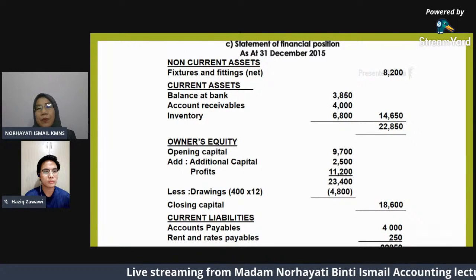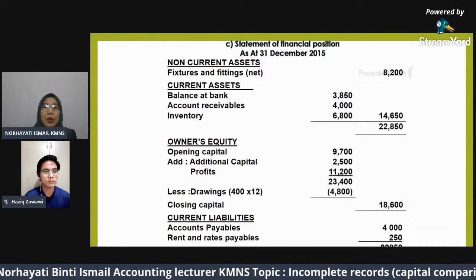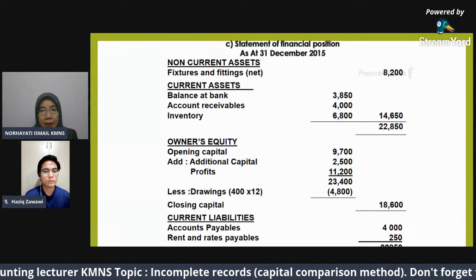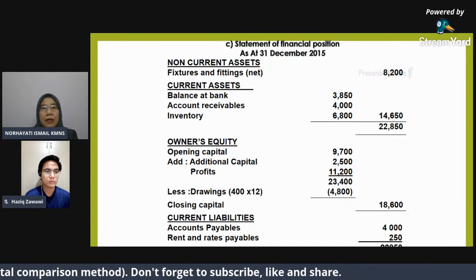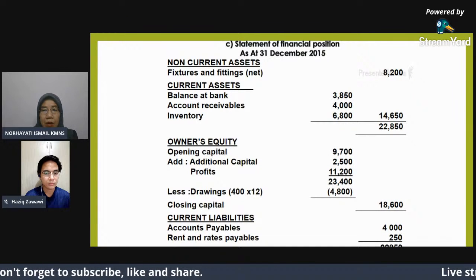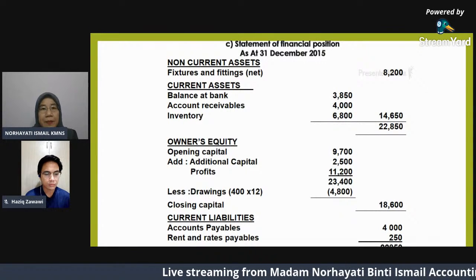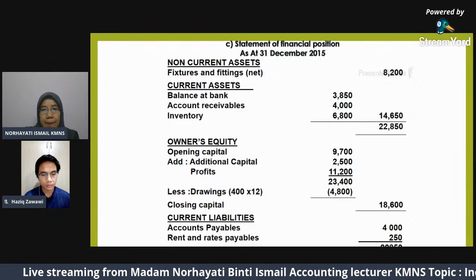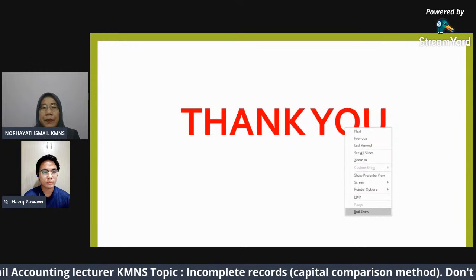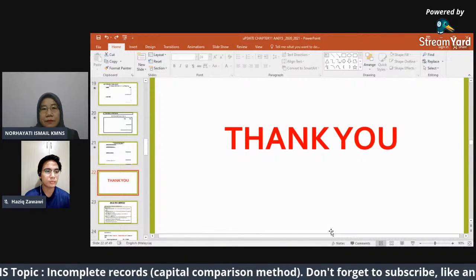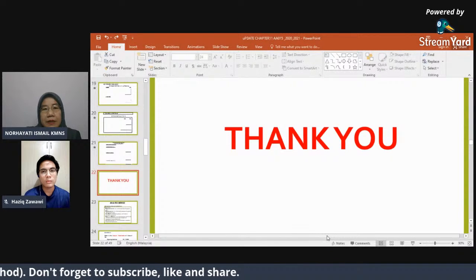So you must remember there are 4 steps. Number 1, we have to calculate the opening capital. Number 2, we have to calculate the closing capital. Number 3, we have to prepare the profit or loss in order to calculate net profit or net loss. And the last step, we have to prepare the statement of financial position. That's all for today. So very short topic for accounting period. No. The topic for incomplete record comparison method.